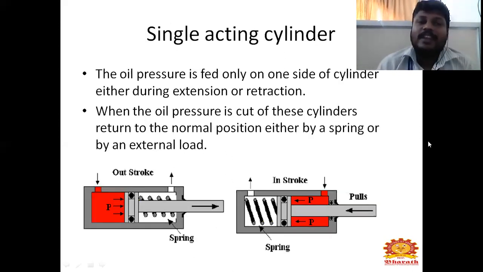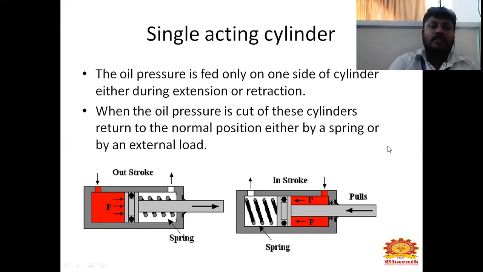Next one is your single acting cylinder. We have already seen the single acting cylinder will be having a spring like structure. It may be from that piston, or it may be from your cap end to that piston end. That is what you will be using in a single acting cylinder. The oil pressure is fed only on one side of the cylinder, either during extension or retraction. The oil pressure will be fed to move the cylinder forward and backward position.